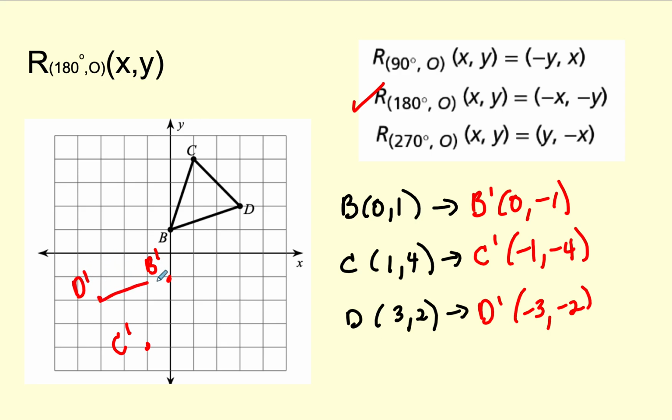Let's go ahead and make our triangle, and this is a look of a triangle that has turned 180 degrees. So that side turned all the way over here 180 degrees.